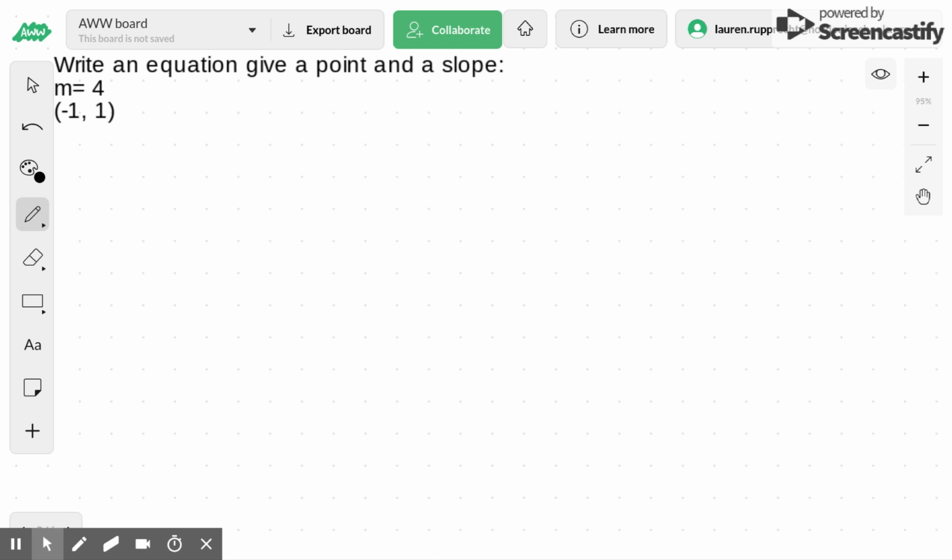Our new concept that we're going to start talking about today is write an equation given a point and a slope. So we're going to use the formula y equals mx plus b. This is our slope-intercept form. And we're going to use substitution to figure out the missing piece of our equation, which is the y-intercept, which is b.